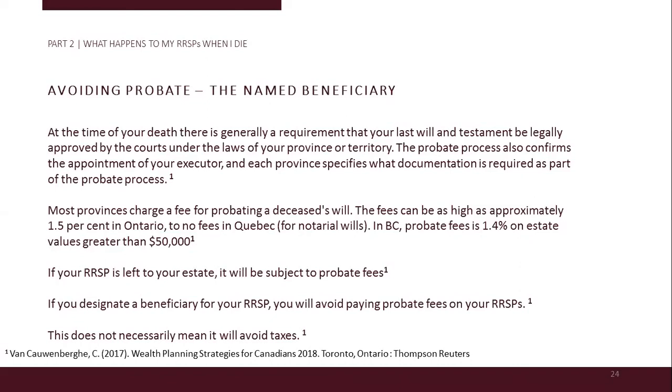The fees can be as high as approximately 1.5% in Ontario to no fees in Quebec. In BC, probate fees are 1.4% on estate values greater than $50,000. If your RSP is left to your estate, it will be subject to probate fees. However, if you designate a beneficiary for your RSP, you will avoid paying probate fees on your RSPs. This does not necessarily mean it will avoid taxes. The next example illustrates exactly what I mean.